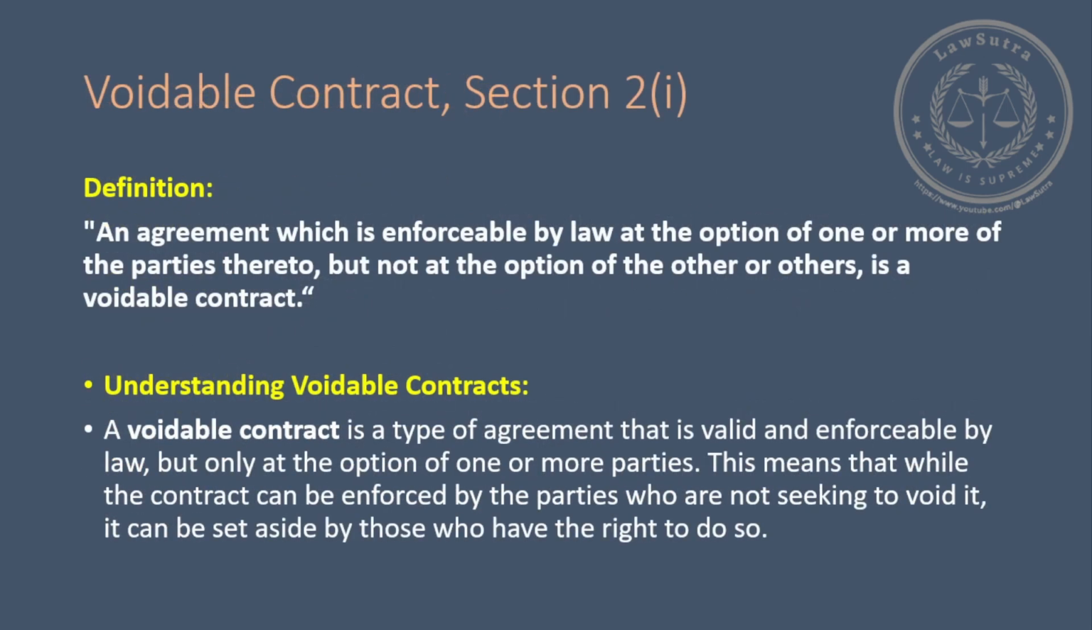Next one is the voidable contract. Section 2, subsection I, definition of voidable contract. An agreement which is enforceable by law at the option of one or more of the parties thereto, but not at the option of the other or others, is a voidable contract. Understanding the voidable contract. A voidable contract is a type of agreement that is valid and enforceable by law, but only at the option of one or more parties. This means that while the contract can be enforced by the parties who are not seeking to void it, it can be set aside by those who have the right to do so.